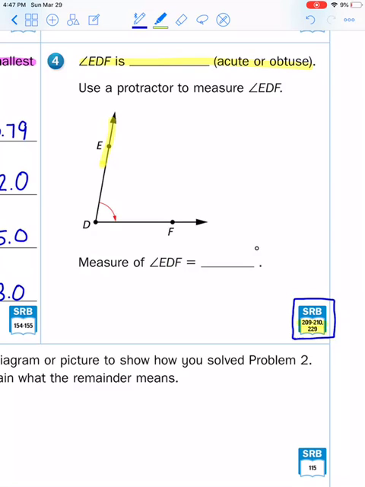Angle EDF. Is that angle acute or obtuse? So remember, acute is less than 90 degrees, and obtuse is greater than 90 degrees, but less than 180 degrees. And I know this is acute. It is less than 90 degrees. And if I took a protractor and I measured this angle, I would get 80 degrees. So it's really close to that 90, but not quite there.